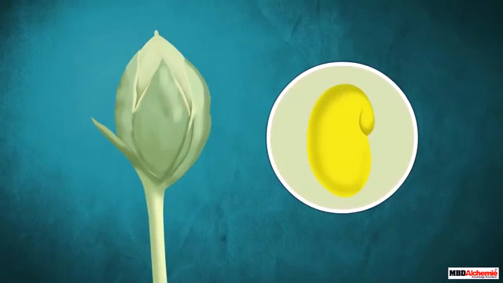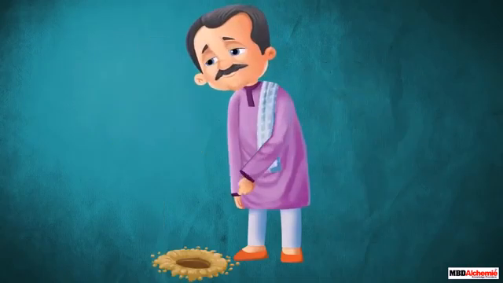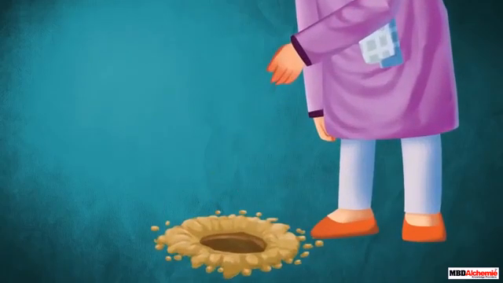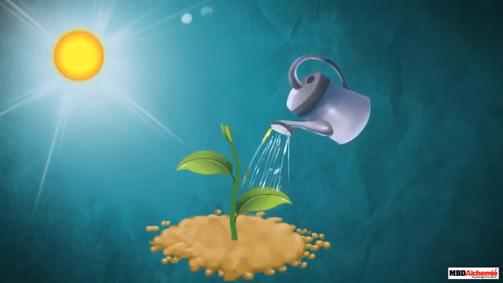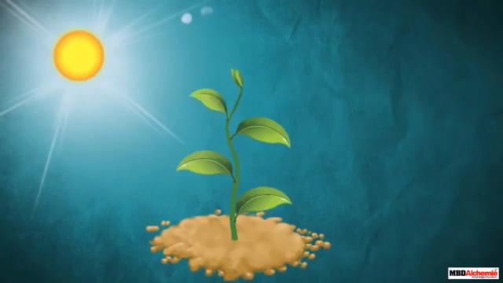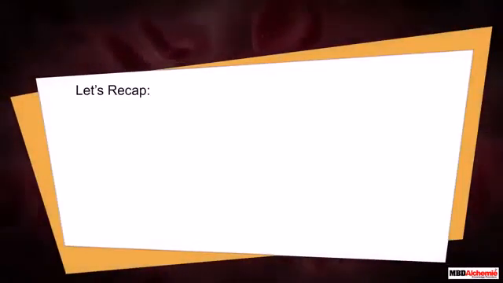So, a seed present inside a fruit contains an embryo, which is actually a baby plant. Each time a seed is planted in soil and provided appropriate conditions, it grows into a seedling, which then grows into a new plant. Let's recap.